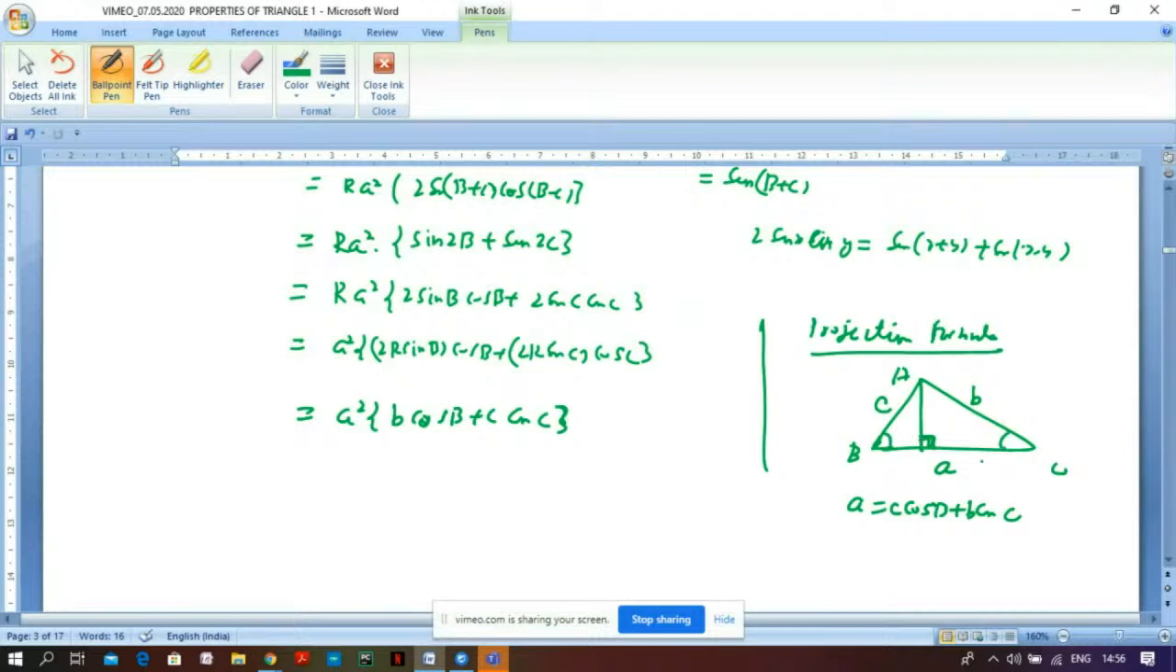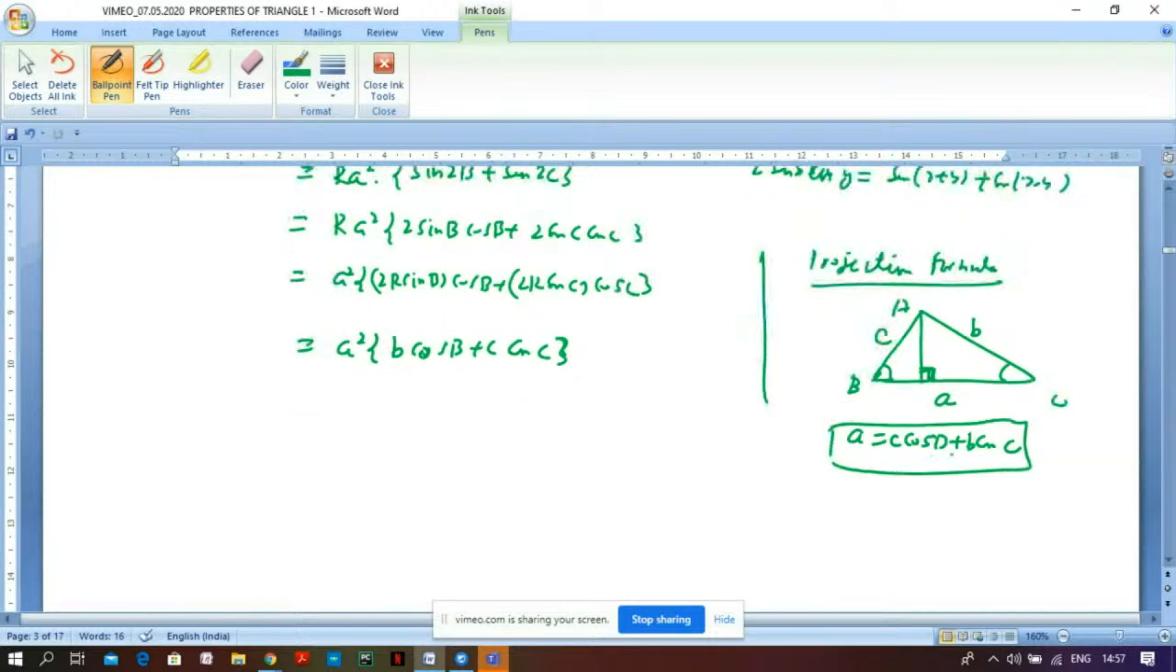But you can prove that even otherwise this holds. So this always holds. This is called the projection formula because it's sort of a projection, where you are projecting A on this one. Now, similarly, you can write 3 more. So A is C cos B plus B cos C. So now you have got this one.